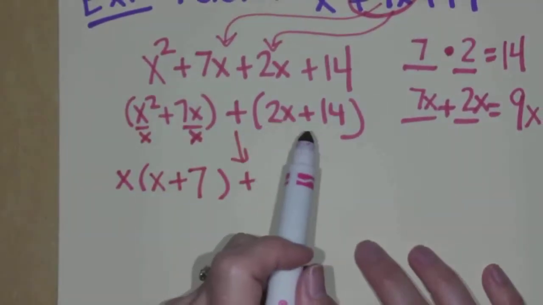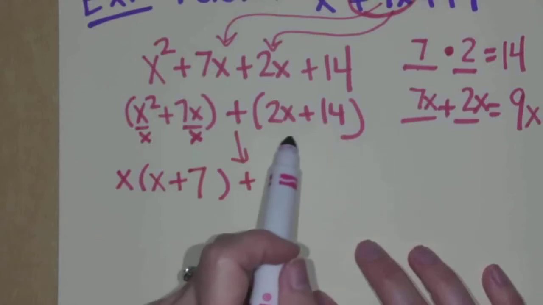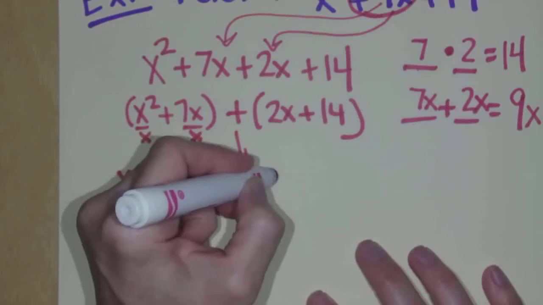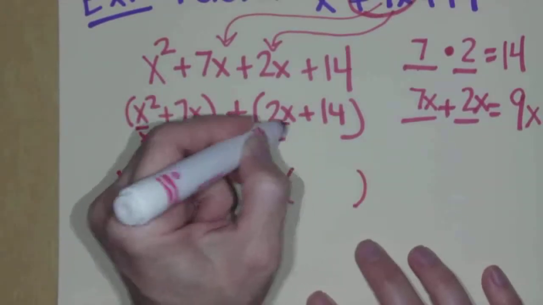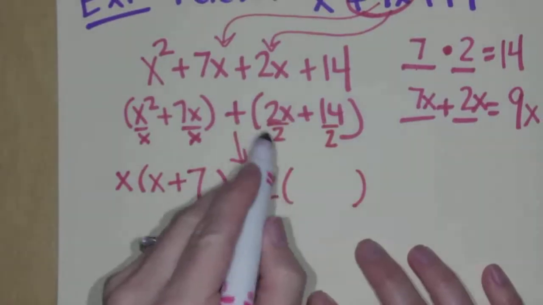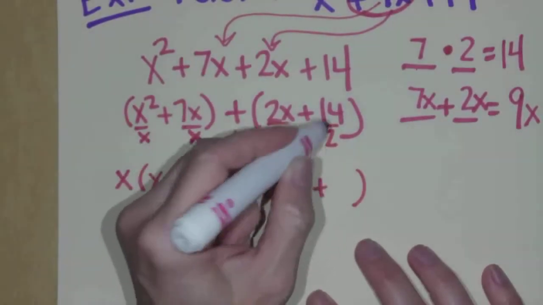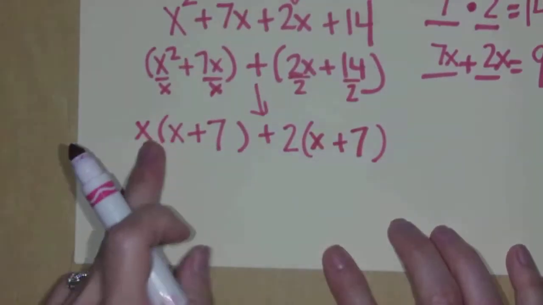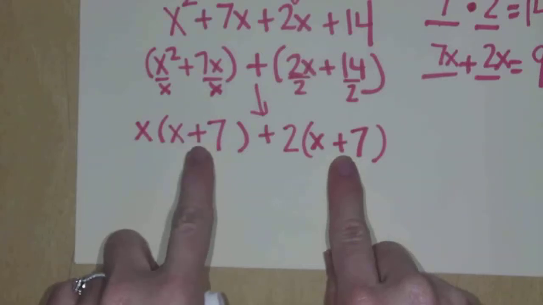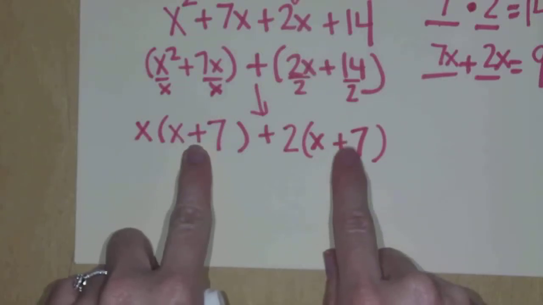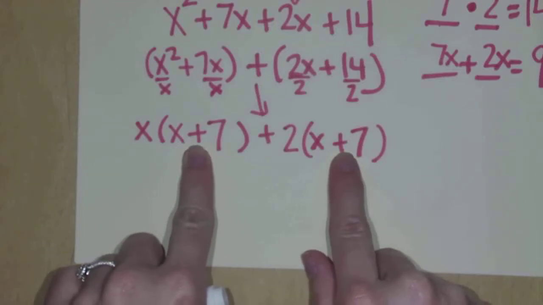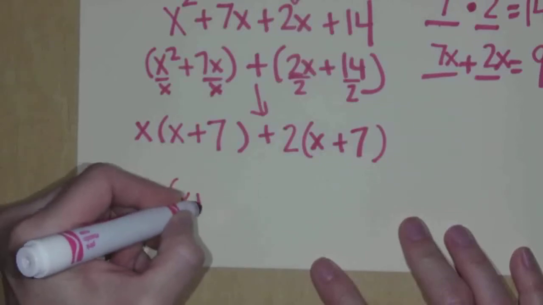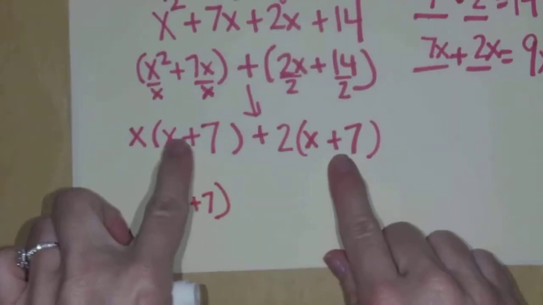Now we'll find the GCF of 2x plus 14. Of course, that's going to be 2. We've already studied factoring by the GCF, so 2 will come out, and then we divide each term by 2. So 2x divided by 2 is just x, and 14 divided by 2 is 7. Now we're left with this expression, and you can see that the x plus 7 here matches the x plus 7 here. Thinking about what we learned about grouping, our final answer is going to use that common factor, x plus 7.